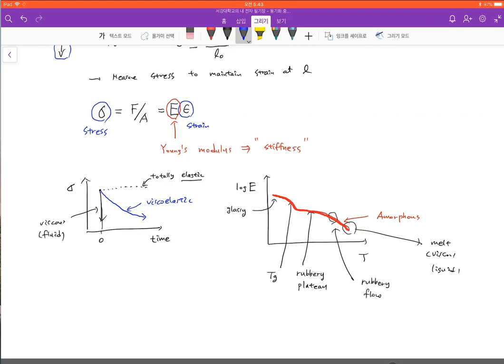How about semi-crystalline polymer? Semi-crystalline polymer also has a glass transition temperature, so it shows a rubbery plateau like this, and since semi-crystalline polymers exhibit melting, at melting it decreases abruptly. So this is a semi-crystalline polymer. It shows both Tg and Tm.